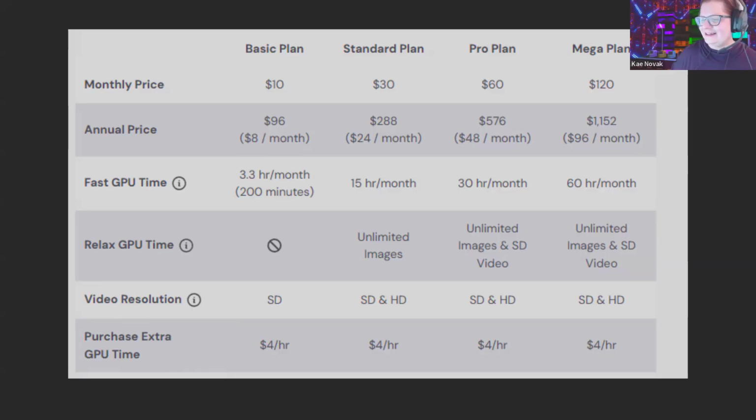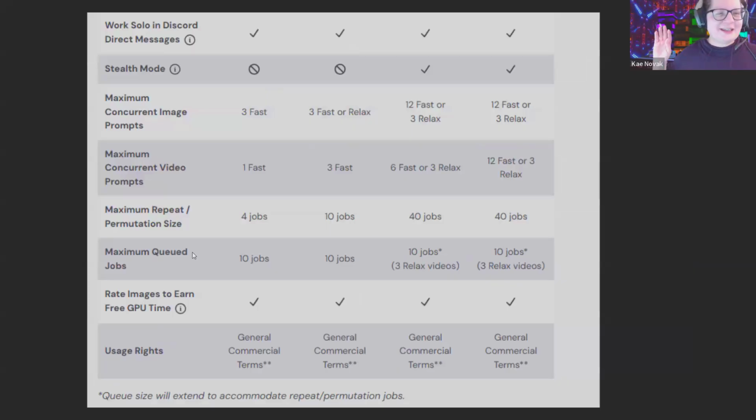Okay, so Chris, if you'll continue through Midjourney, we'll finish the Midjourney section. Working solo in Discord, you can. Deanna's shaking her head, yes, because some people want their things in Discord, and they only want to see them, and they don't want other people seeing them. But you can see maximum queued jobs, maximum repeat permutations, lots of different options. Okay, Chris, keep going.